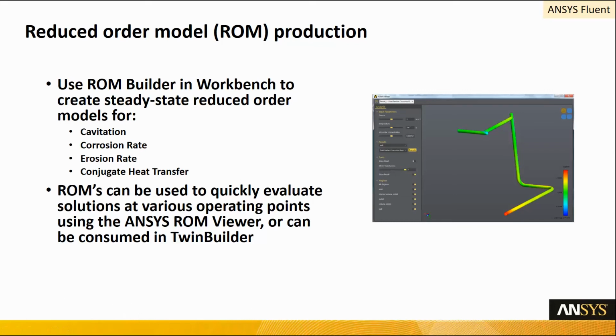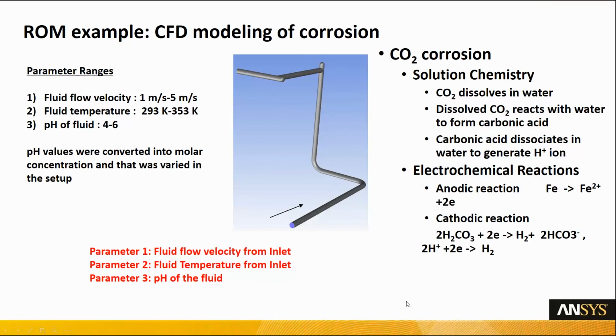So here we've got an example around corrosion. So we've got a pipe here. We've got potentially different flow rates, different temperatures, different pHs. There's an electrochemical reaction where carbonic acid is creating corrosion. And we'd like to be able to know the rates of corrosion, etc., for any parameters within that range.